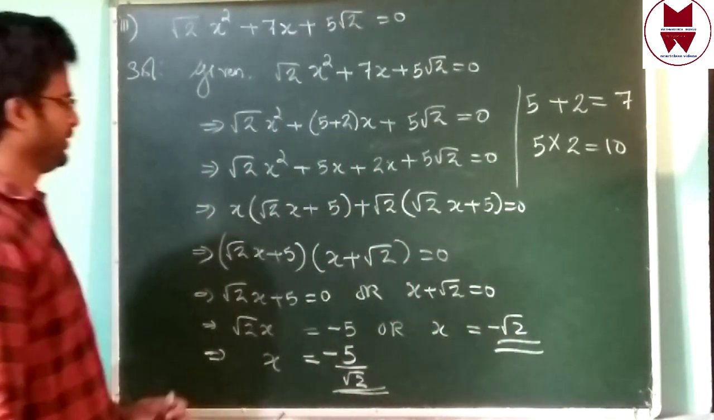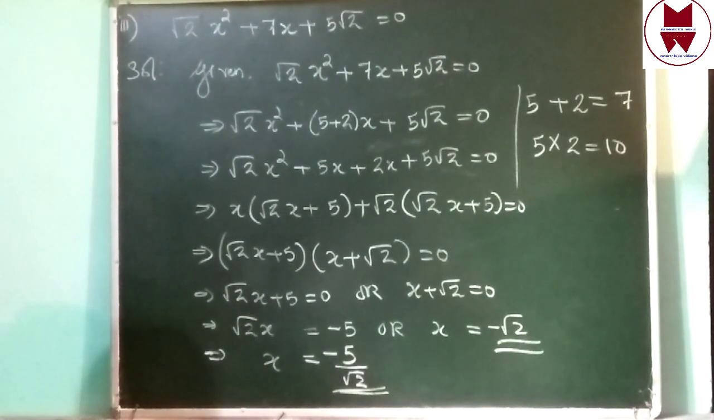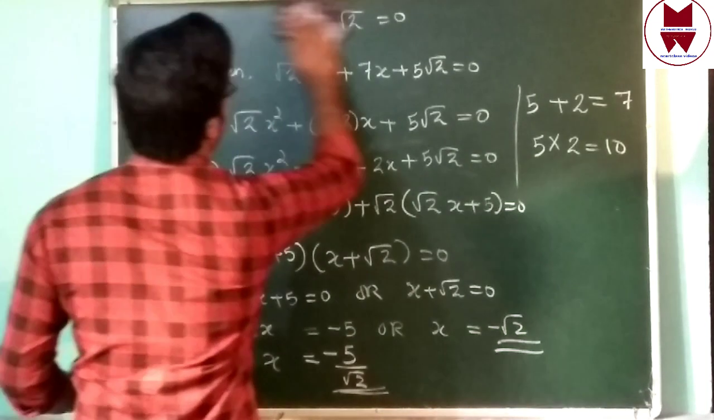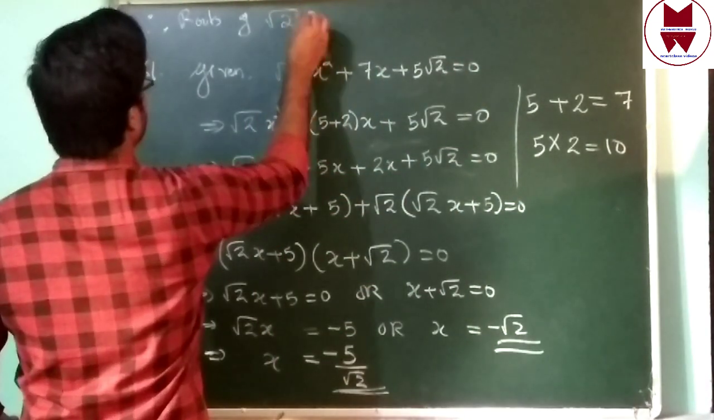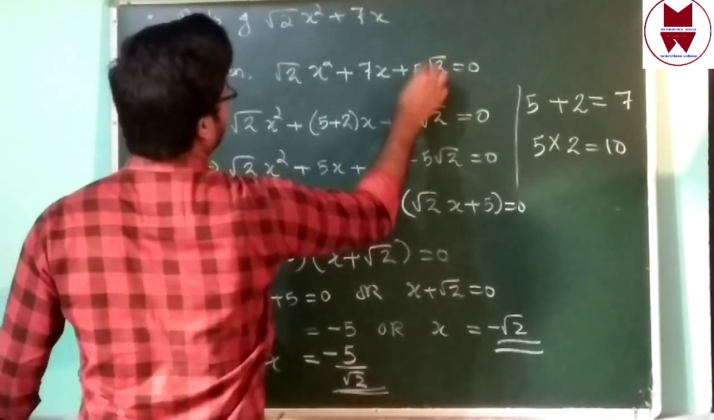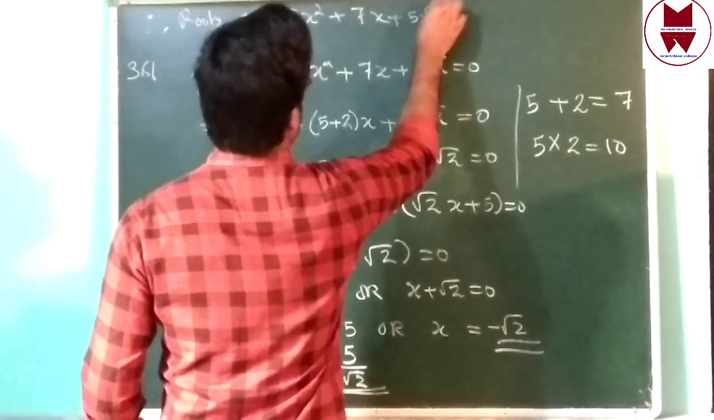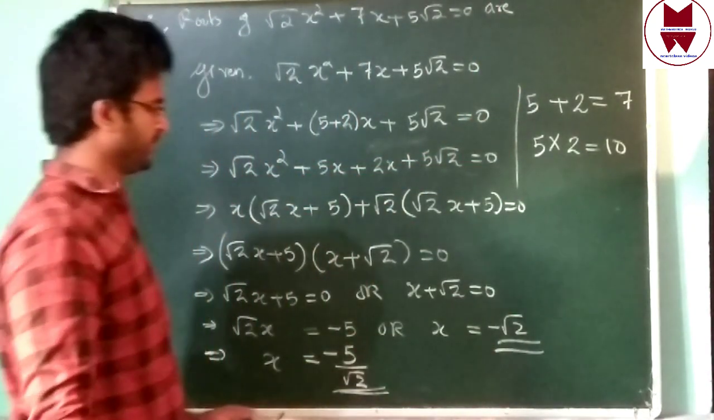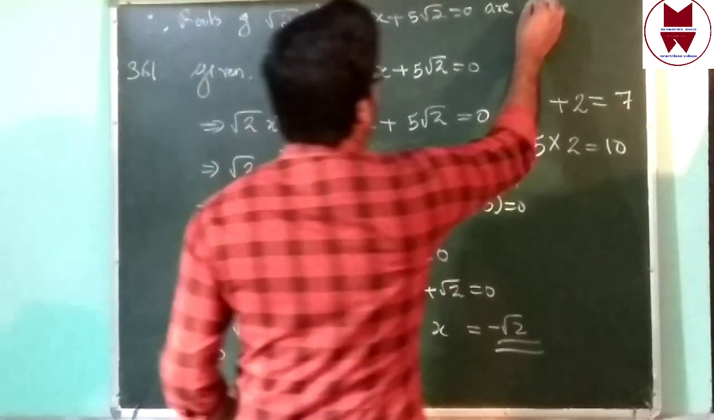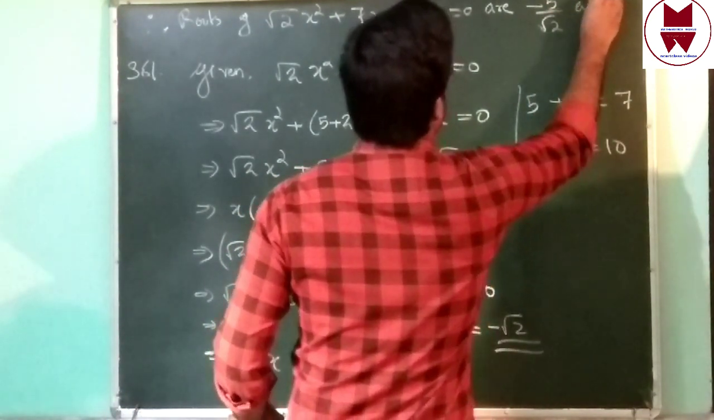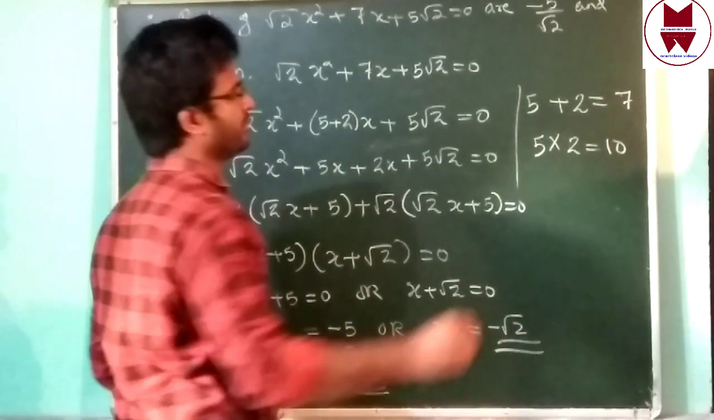Now we got two roots, right? 2x square plus 7x plus 5 root 2 equal to 0, their answers are minus 5 by root 2, and the second answer is minus root 2.